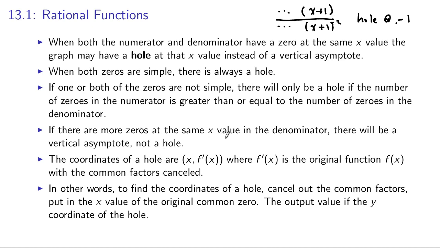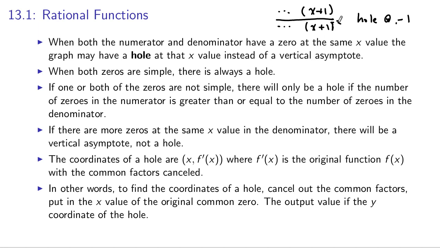So if there are more zeros at the same x value in the denominator, here we have a squared, then there will be a vertical asymptote and not a hole. This is because when you cross off the common factors, you still have sort of the undefined factor in the denominator, which is what's driving this asymptotic behavior in the graph. In other words, as your values of what's left over after canceling get close to that x value, you're going to have really, really big or really, really small numbers because you're getting close to a division by 0. You're dividing by a really small number, which makes a really big number.